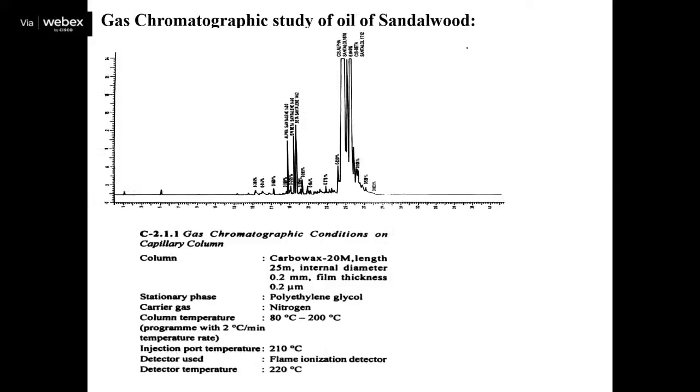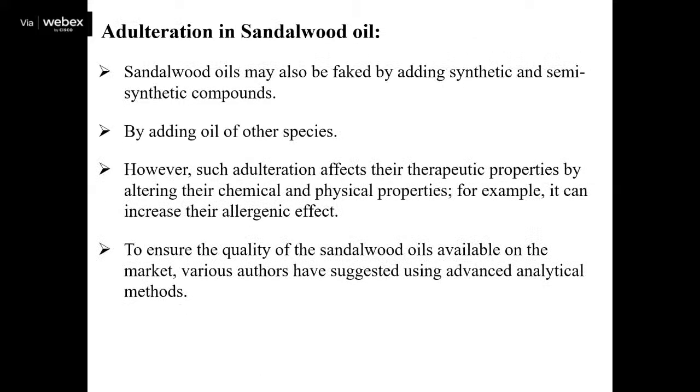Another one is gas chromatography study of the sandalwood oil. Here we can see the gas chromatography conditions. Here we can get the alpha santalol and beta santalol content. Alpha santalol content should be 45 to 55%, and beta santalol 16 to 24%. So it is also a very important parameter for sandalwood oil in IS 329. Now you can see the adulteration in sandalwood oil.